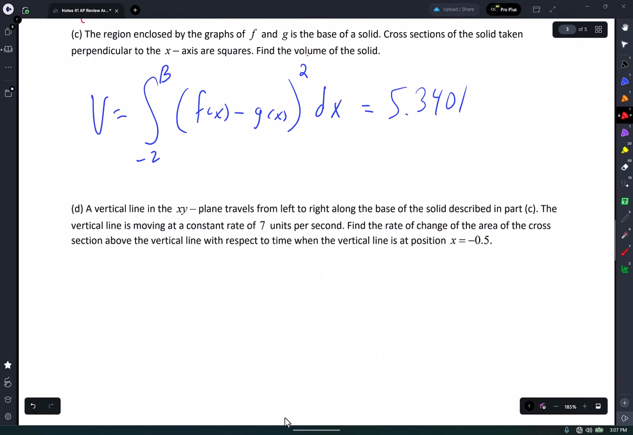Letter D. A vertical line on the xy plane travels. I actually had to read this one twice this morning. A vertical line on the xy plane travels from left to right along the base of the solid described in part C. The vertical line is moving at a constant rate of 7 units per second. Find the rate of change of the area of the cross-section above the vertical line with respect to time when the vertical line is at position negative 0.5. I had to read it twice. Before we even start, 7 units per second, what is that?